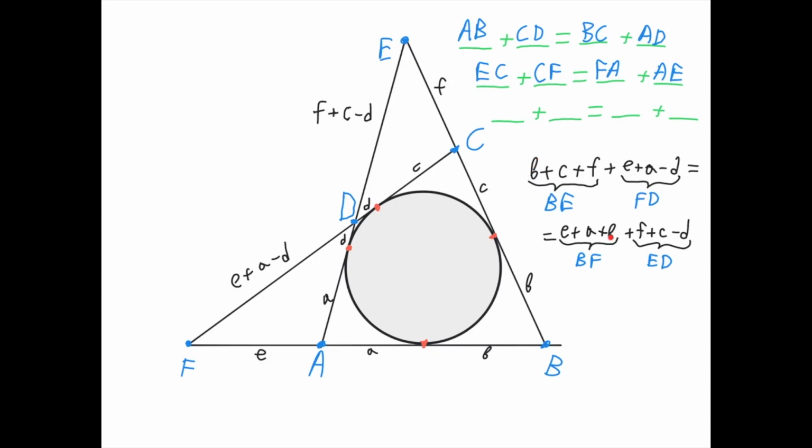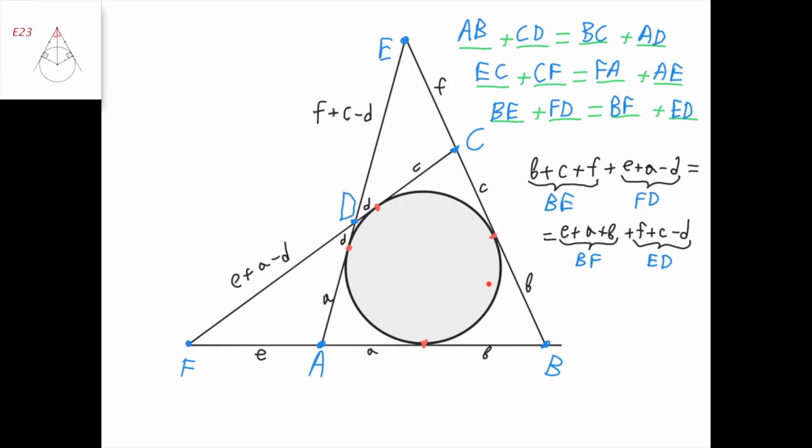B cancels out here, C cancels out here, F cancels out here, E cancels out here, A cancels out here, and D here. So we got these three equalities out of the existence of this circle. It turns out that if we have a quadrilateral for which even one of these equalities is true, then we can conclude that there exists a circle that touches all sides internally.